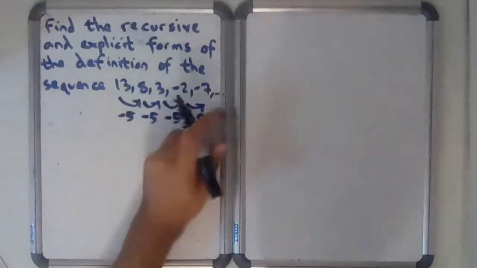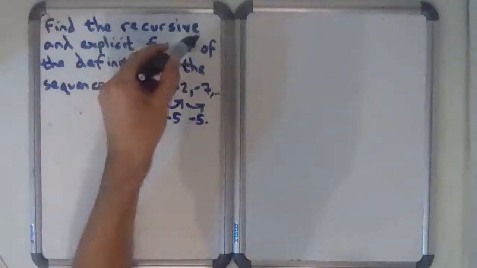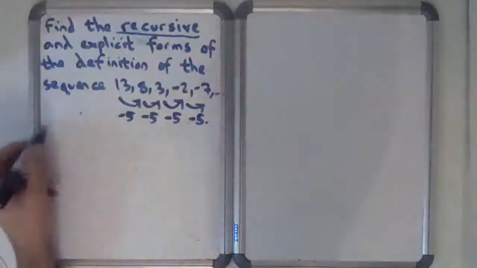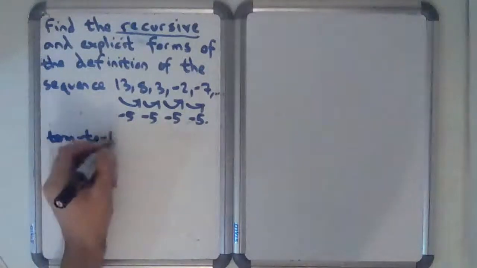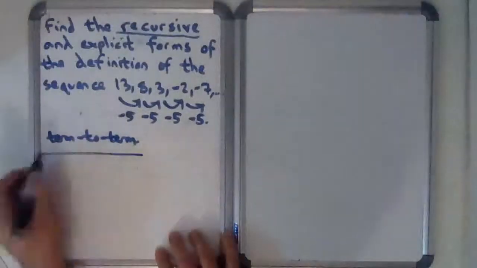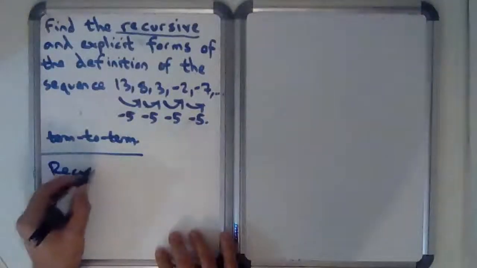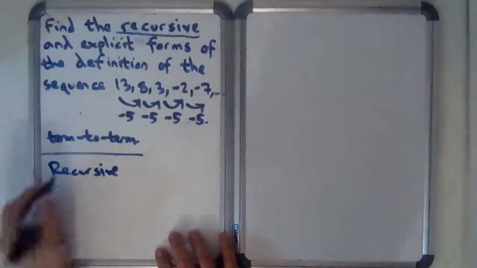This terminology is quite complicated. For recursive, read that as a term-to-term rule. In the recursive definition, you say where do you start from and how do you get from one term to the next? Recursive is often also called an inductive definition as well.